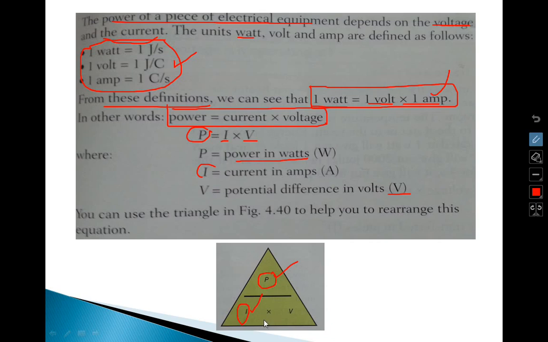I is current in ampere, V is voltage in volt. It's easy. It's to help you rearrange this equation.